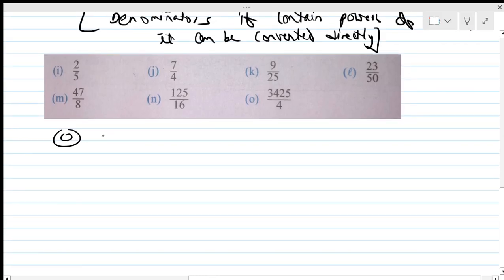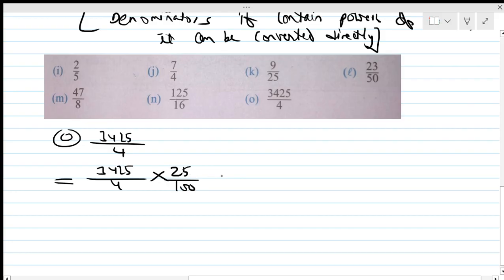Okay, so we do have here 3425 divided by 4. So 4 is down, so if you multiply by 25, then you will get 100 in the denominator. So 3425 by 4 into 25. So you get here 3. I'll break here: 3000 plus 425 into 25.